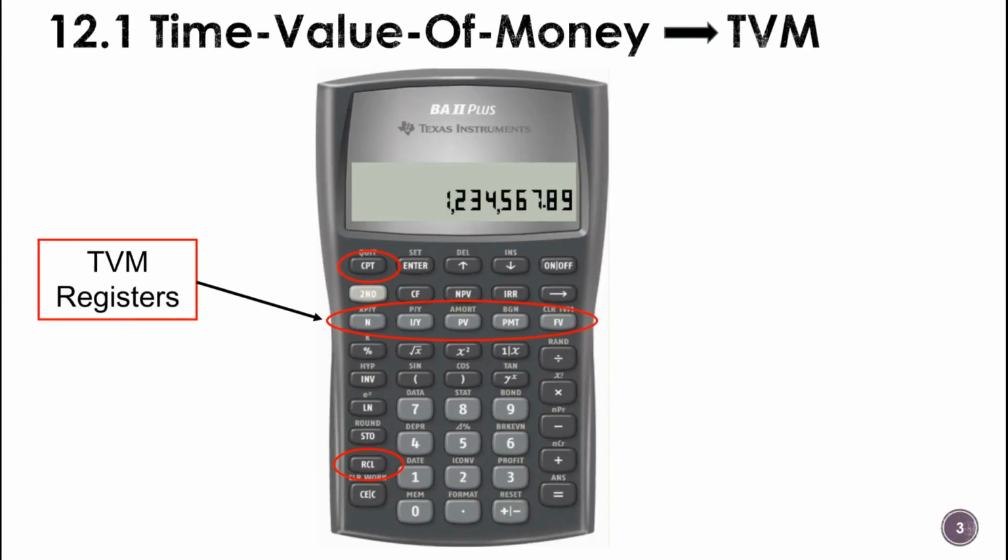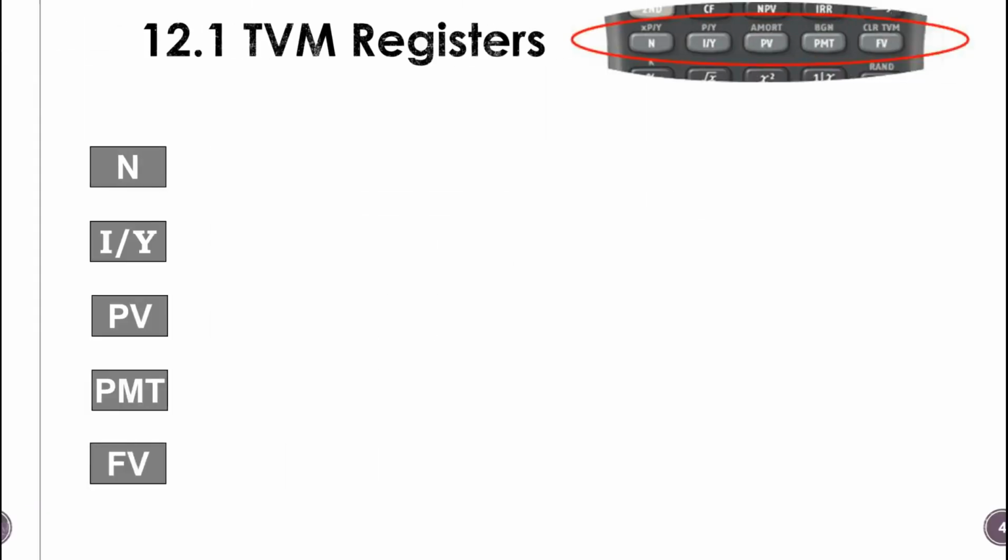So these are your TVM registers. If you notice that I have those circled, the N, the IY, PV, PMT, and FV, those are the keys you're going to use over and over and over again. And also notice that we have recall. The recall button right here is going to allow you to look at something that you've got entered into the calculator. Compute, CPT, means that we're going to be computing with that. We're going to talk about what these keys mean on the next slide.